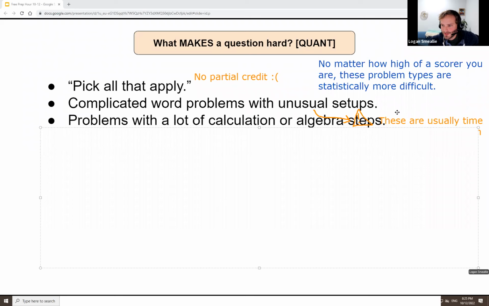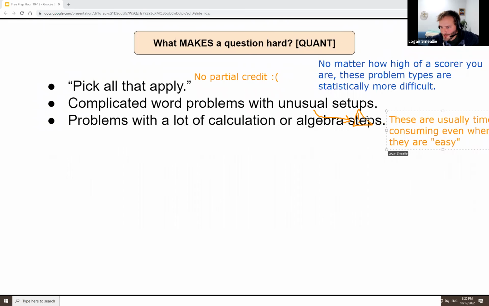And this next thing applies there too. Oops, I forgot my arrangement. I'm going to have to move my caution sign. We got problems with a lot of calculation or algebra steps. And that applies to word problems as well.